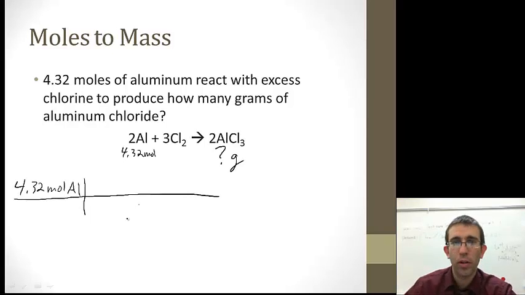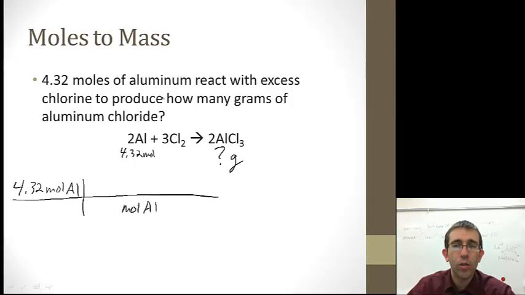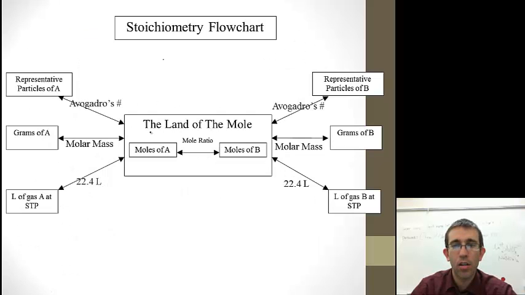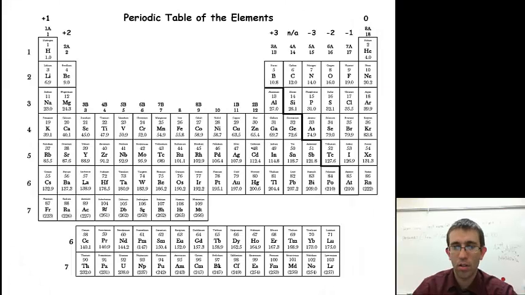Sorry, it looks like we're having issues today with recording and camera. We'll start back. So on this one, I'm given 4.32 moles of aluminum. I want to cancel out my moles of aluminum. What can I go to? Well, from moles of aluminum, I want to change my chemical. I don't want aluminum anymore. Remember, I want to go to aluminum chloride. So if I go back on my flow charts, I can go from moles of one element to moles of a different element.